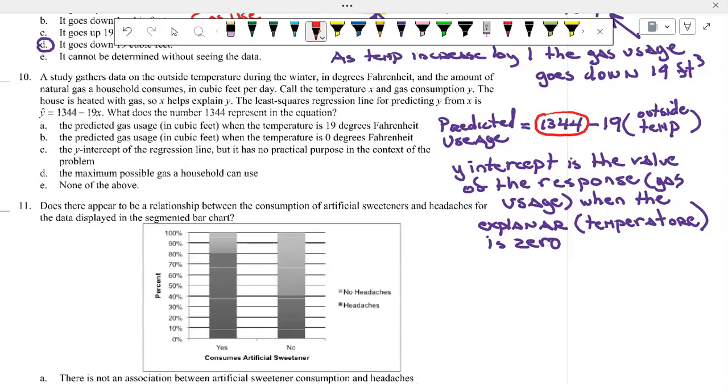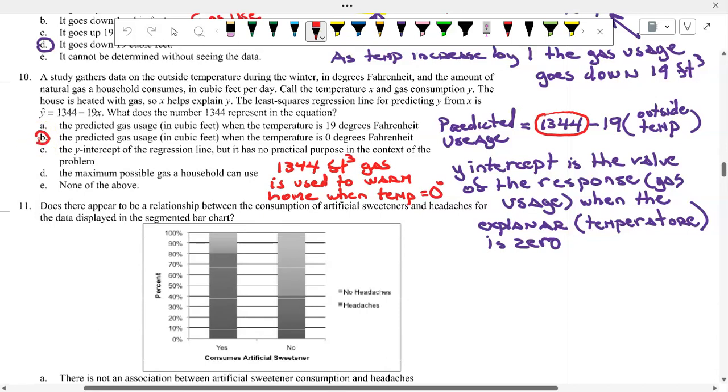It represents the response variable, so in this case, the usage when the outside temperature is 0. So 1,344 cubic feet of gas is used when the outdoor temperature is 0. So our answer is B.